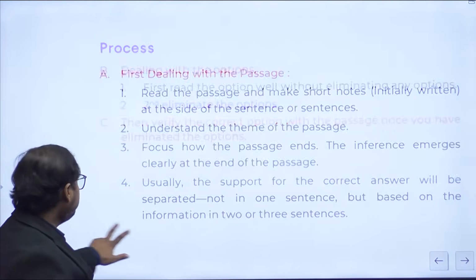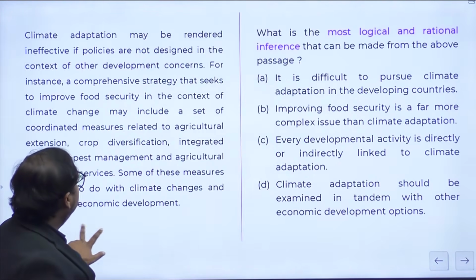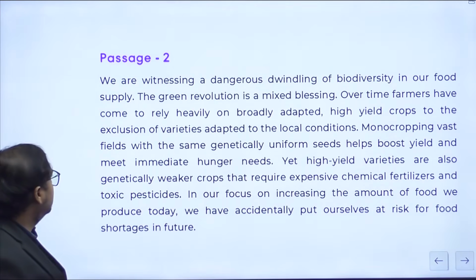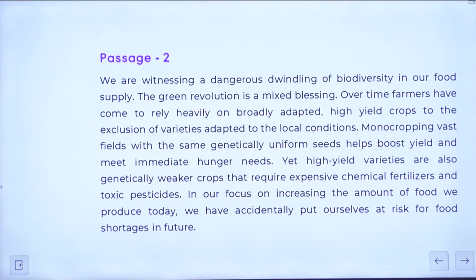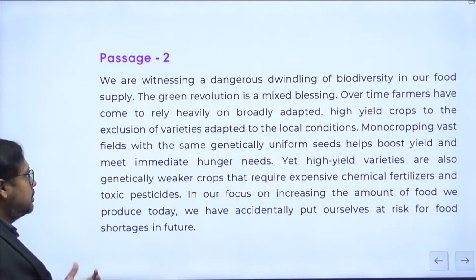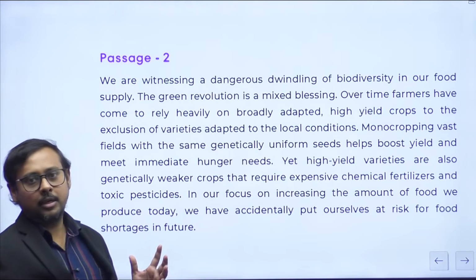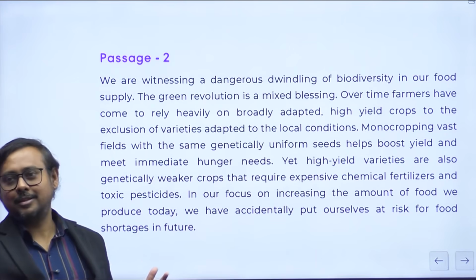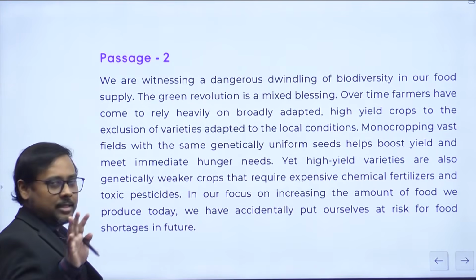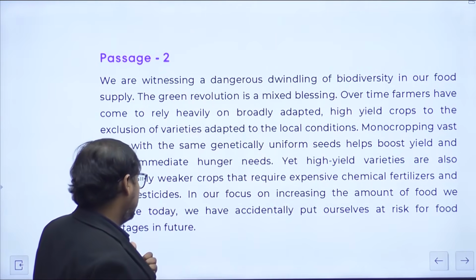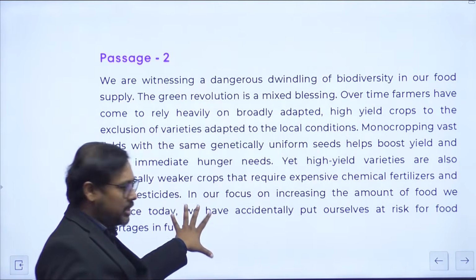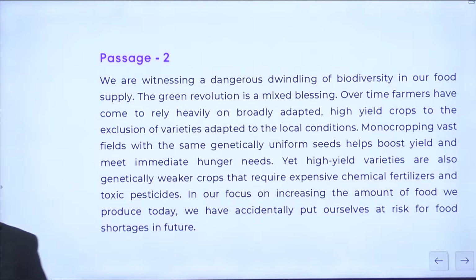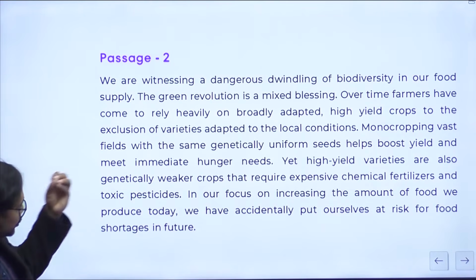Okay, this one. Done. This is UPSC's favorite passage. The biodiversity ones, you will see they give a lot of climate-related things. There is a reason also. I'll tell you what the reason is. What is the theme of it? Sustainable agriculture. And again focus on those words.